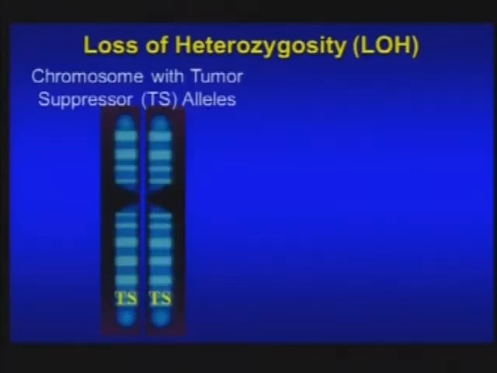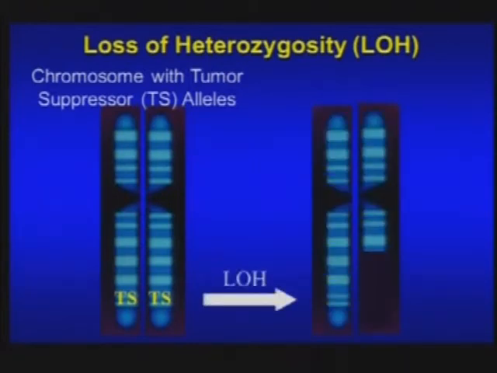So here's a chromosome with 2 alleles. One allele is from the mother and the other is from the father. And on each allele, there's a copy of the tumor suppressor gene. With loss of heterozygosity, one allele is missing, leaving only one remaining copy of the tumor suppressor gene. If this copy then becomes mutated, then the gene is inactivated and you lose function of a tumor suppressor gene.